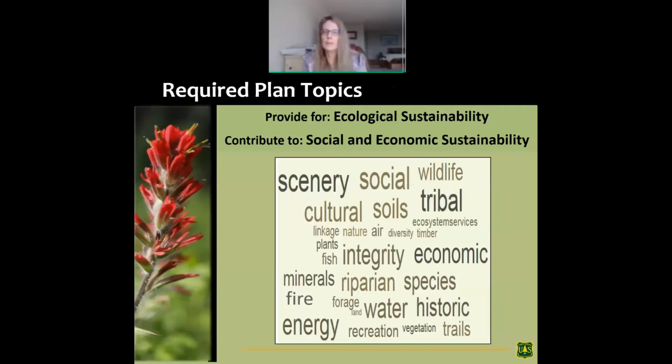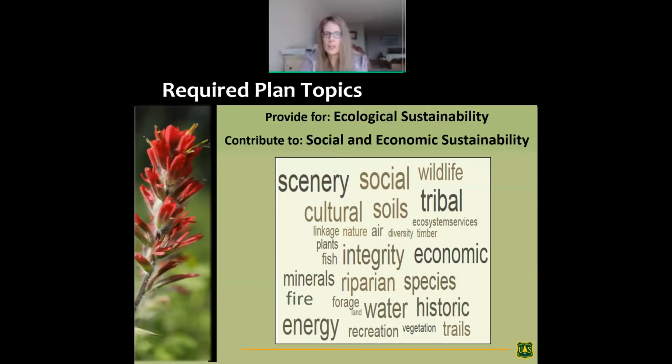So the plan, a wide range of topics that we need to cover in the plan and provide an integrated plan for ecological sustainability while also contributing to social and economic sustainability. It's all about sustainability. The Forest Service revised its planning regulations in 2012 with a big emphasis on sustainability and integration. So all the topics you can see on the word cloud there, plan direction for water, for riparian areas, for wildlife, for fish, for cultural resources, minerals, timber, grazing, air quality, soils, on and on. So there is plan direction for all of these resources.